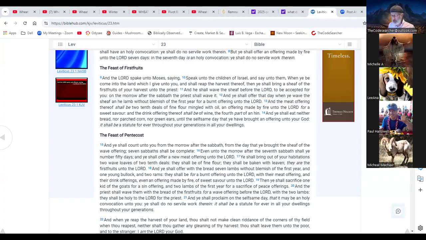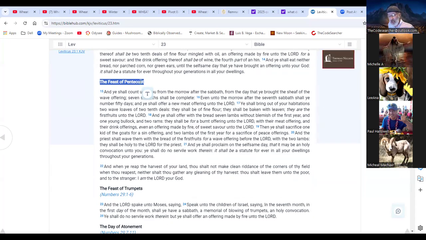So I took them to Leviticus 23 and showed them Feast of First Fruits. And then you see there, it says the Feast of Pentecost. Well, both of them are a first fruits feast. One is the first fruits of barley. One is the first fruits of wheat. Okay.